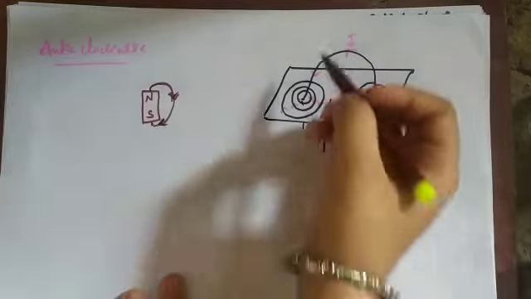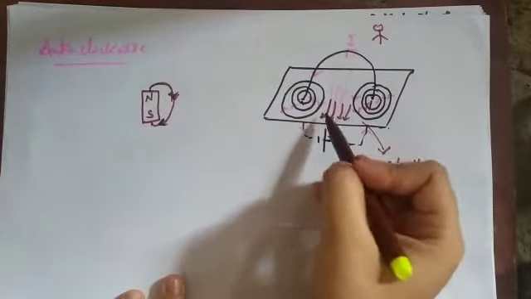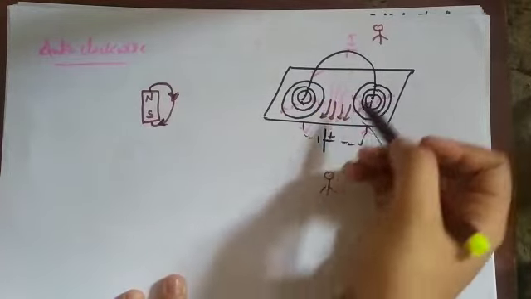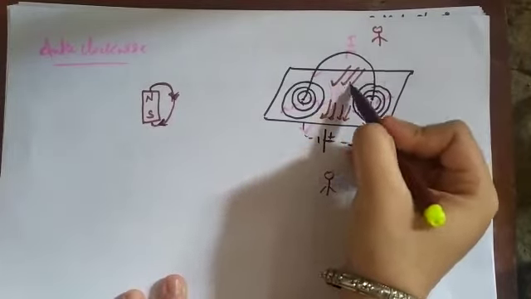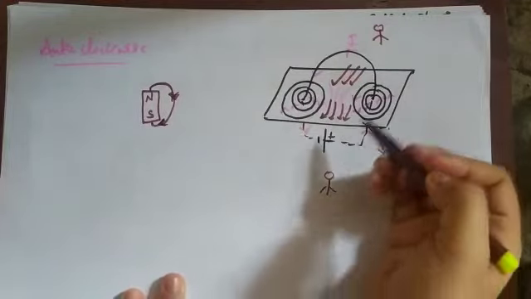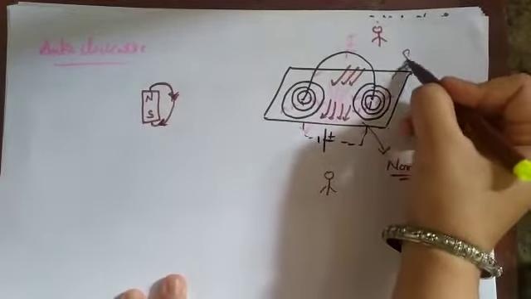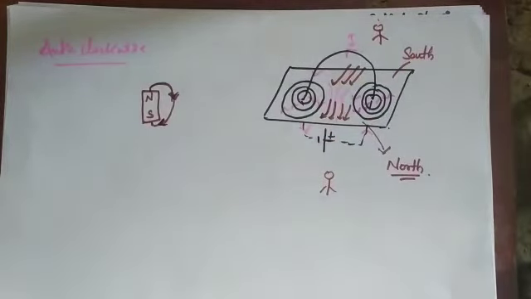Similarly, if I view from this direction, I can see the magnetic field lines entering, isn't it? At this point, the magnetic lines are entering inside the conductor. So this point I am considering as the south direction. So this is the south and this is the north direction.